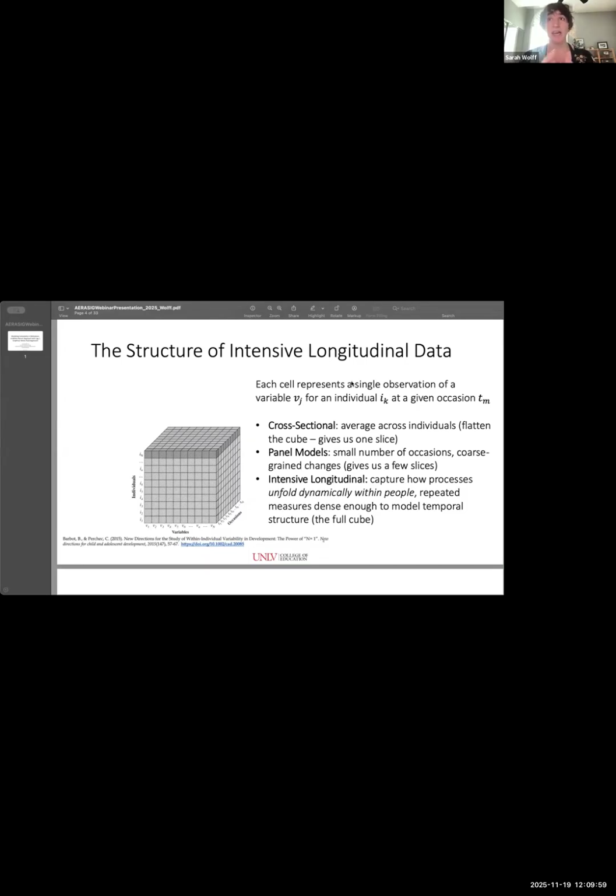When we try to keep that cube intact, we repeatedly measure the same students across multiple occasions, and we start to see the patterns within the individuals, how one variable at one time point predicts another at the next time point. So the cube really represents the foundation for any within-person approach. Instead of flattening the data, we try to keep all three dimensions.